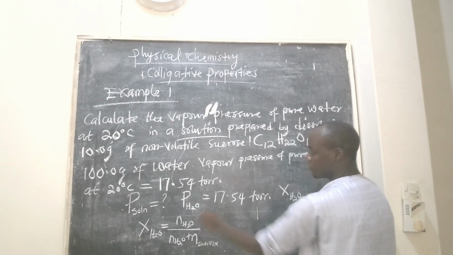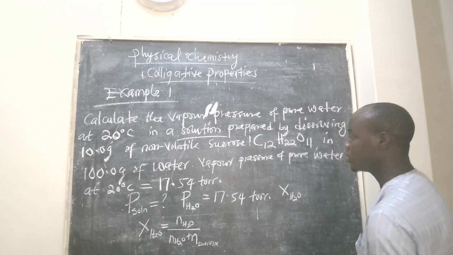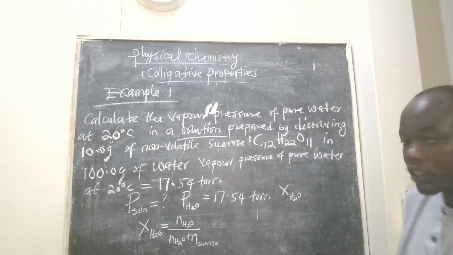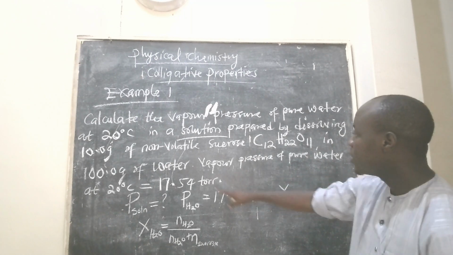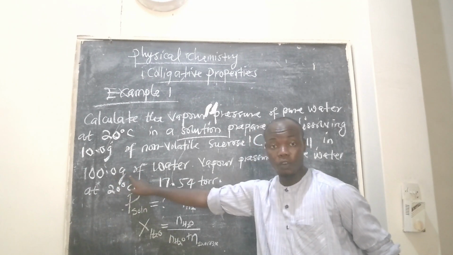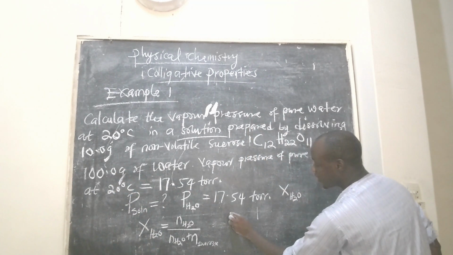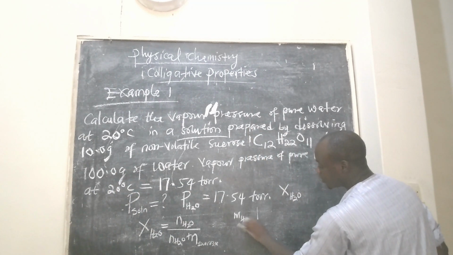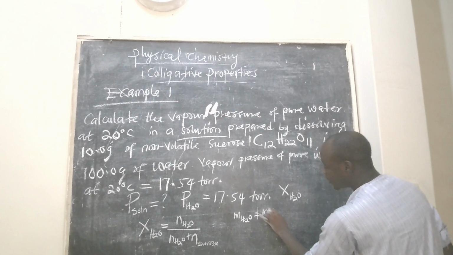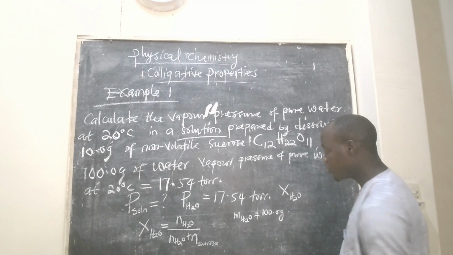And of course, we don't have the number of moles of water, but how are we going to calculate the number of moles of water? First, we are going to take the mass of water. So the mass of water is 100.0 grams. It means that now the mass of water is equal to 100.0 grams. And then, of course, we need to know the molar mass of water.